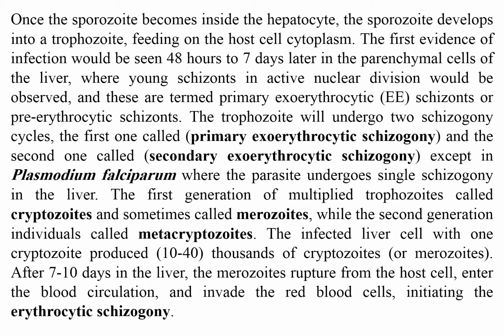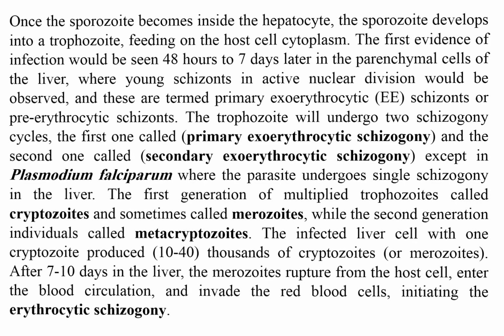After 7 to 10 days in the liver, the merozoites rupture from the host cell, enter the blood circulation, and invade the red blood cells, initiating the erythrocytic schizogony.